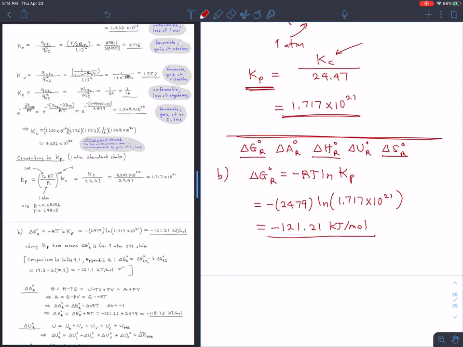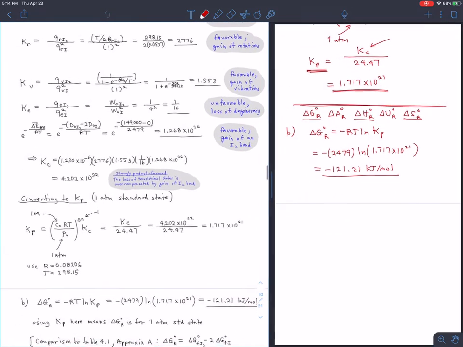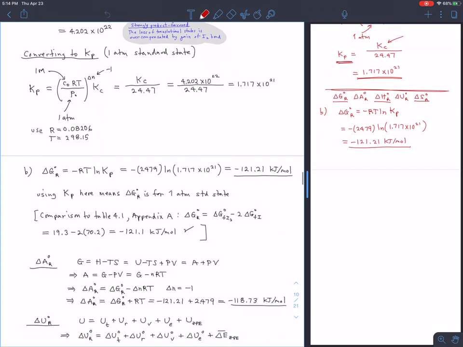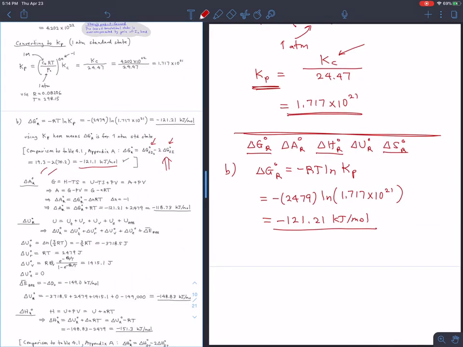If we do the calculation using the tables, that's over here on the other side. Let me just show that value. Here it is. So here's the calculation from the tables. I plug in delta G's of formation that I got from the tables in Appendix A in the back of the book. You do the calculation and you get minus 121.1 kilojoules per mole. So almost exactly in agreement with our calculation. Again, that's always satisfying.